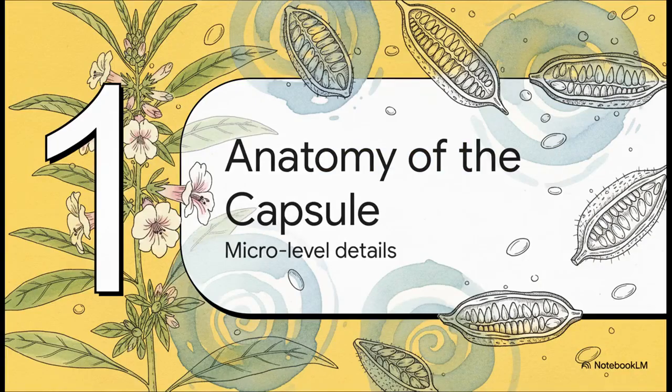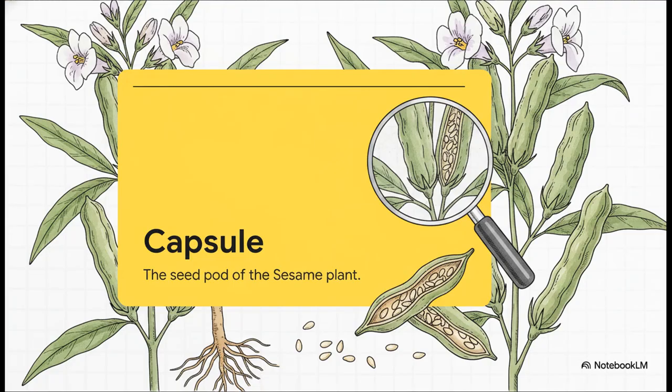All right, let's get into it. Section 1, Anatomy of the Capsule. Before we get too far into the weeds here, let's define what we're actually looking at. A capsule is simply the seed pod of the sesame plant. Think of it as this protective botanical nursery where the tiny seeds actively grow. It is absolutely crucial. It's the main vessel of the entire plant.